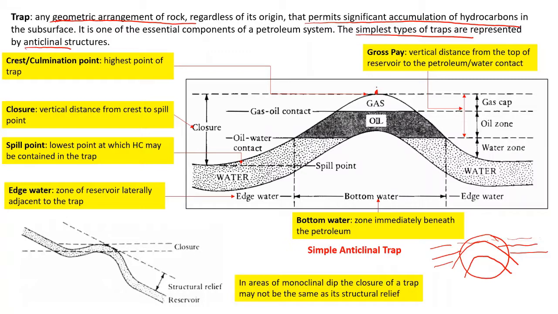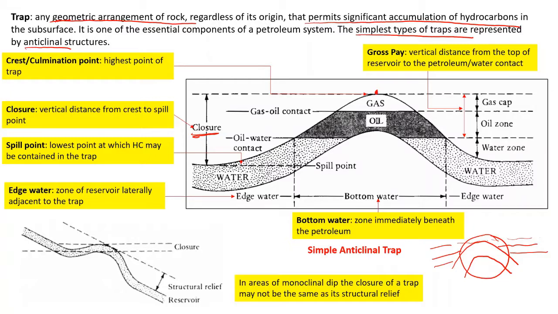So, this is called the crest. You all are aware of crest and trough. The crest is the highest point of an anticline, and the trough is the lowest point of a syncline. Then closure. This word closure, what does it mean? It is the vertical distance from the crest to the spill point.